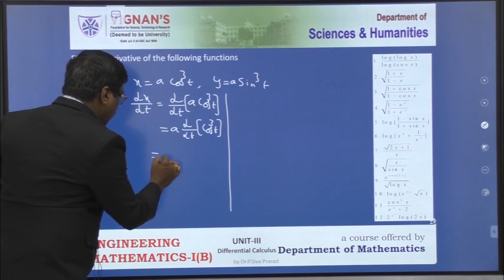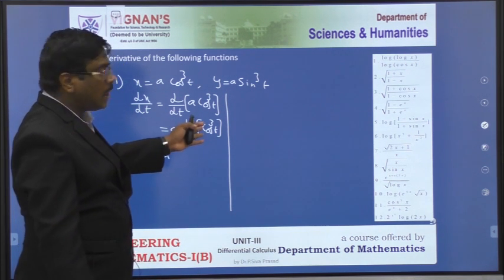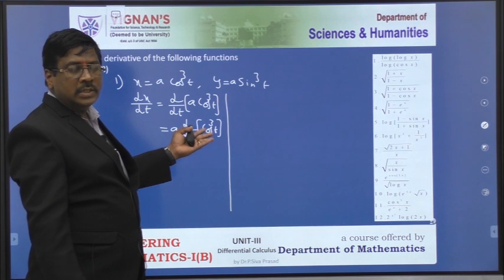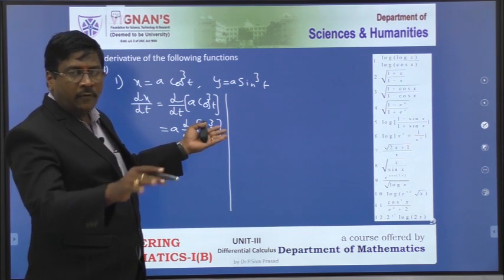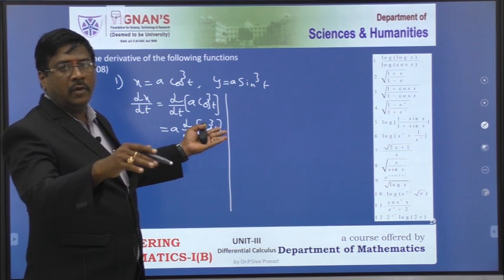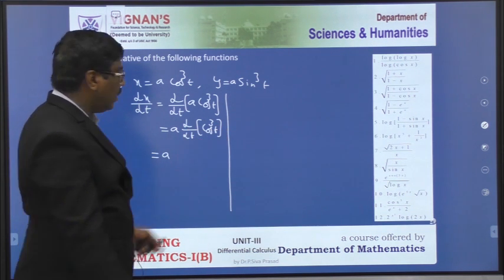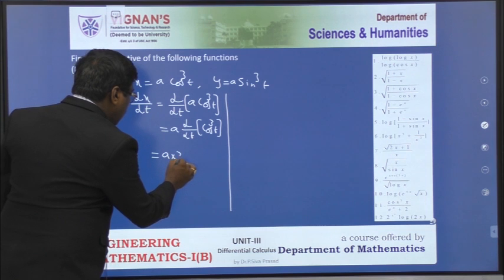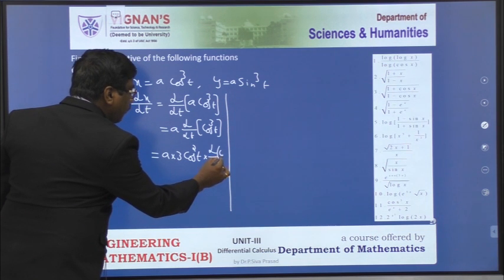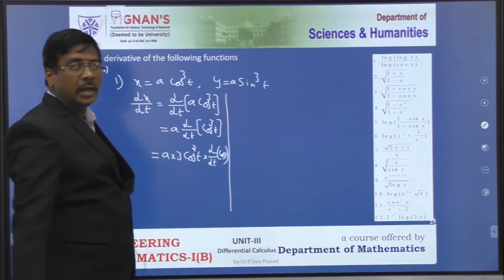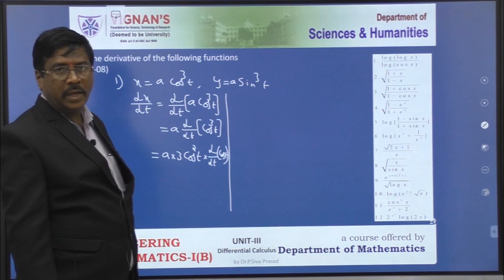Then that is equal to a into. This type of problems you can solve. So this is in the form of cos cube t or cos cube x, so this is in the form of x power n. The derivative of x power n is n into x power n minus 1. Therefore, there is 3 into cos square t into d by dt of cos t, because that is the internal derivative. The chain rule I have to apply here.